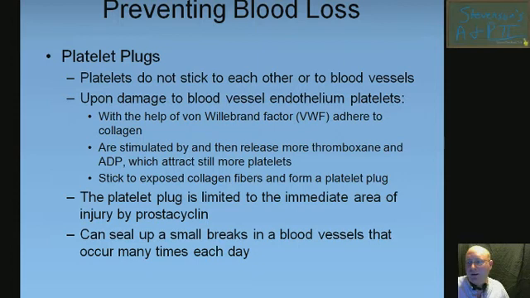Okay, platelet plugs. Platelets do not stick together or to other blood vessels at all. Upon damage to blood vessel endothelium, okay, with the help of the von Willebrand factor, they will adhere to not other platelets, but to collagen. Okay, and they're stimulated by and then released from thromboxane and ADP, adenosine diphosphate. Okay, which attract still more platelets, and they stick to exposed collagen fibers and form that platelet plug. The platelet plug is then limited to the immediate area by prostacyclin.